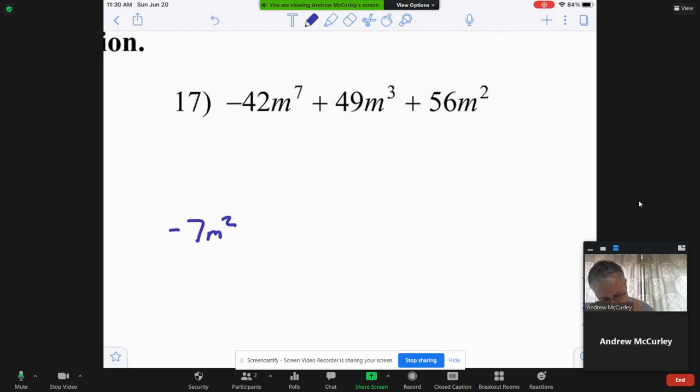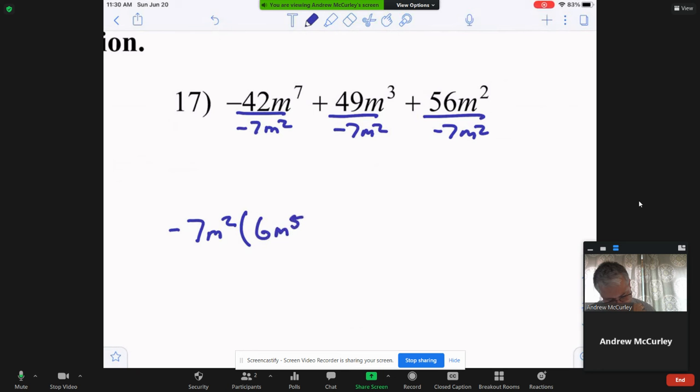So it's as if now we're adding the parentheses back. It's as if we're dividing everything by negative 7m squared. So I end up with what? 6m to the 5th minus 7m minus 8m, no m's. Okay? Now then later on, you might see if you can factor that trinomial that's left on the inside. Of course, this one we can't. All right?